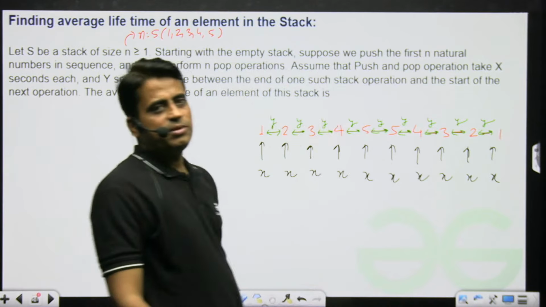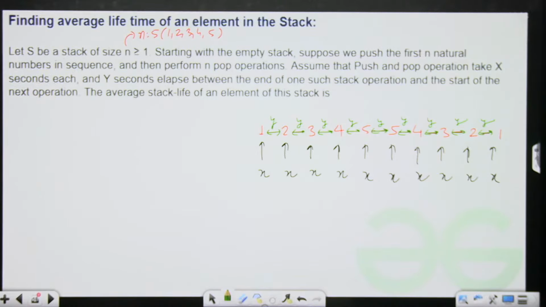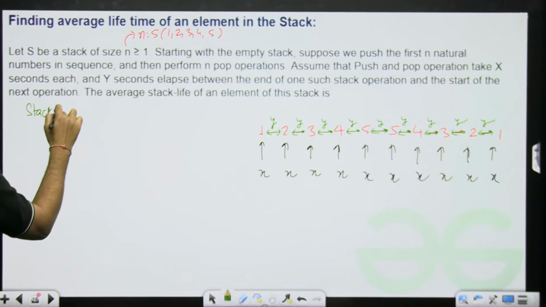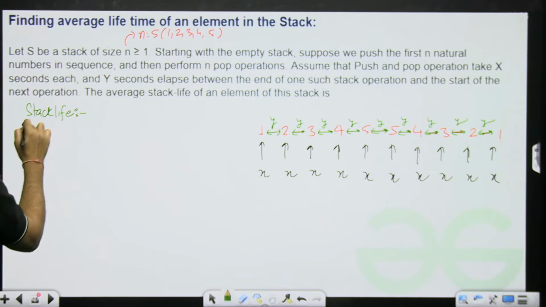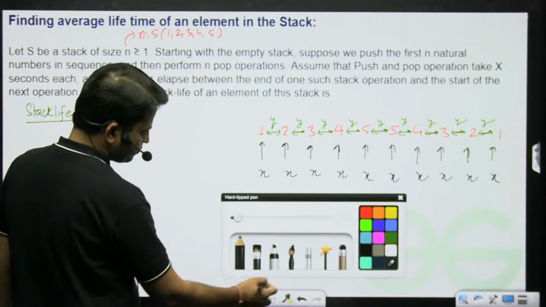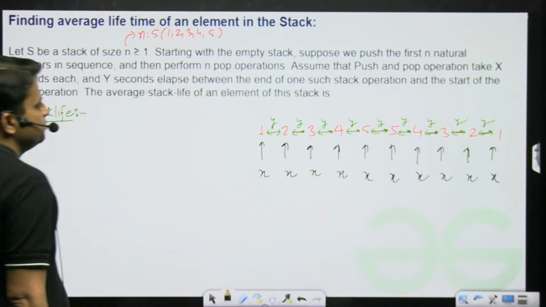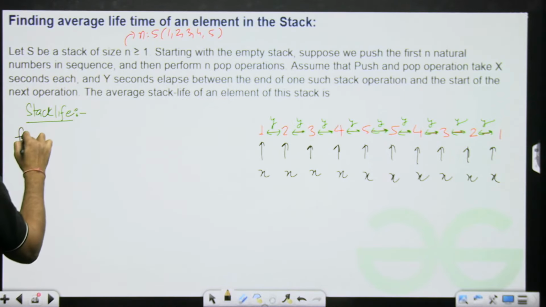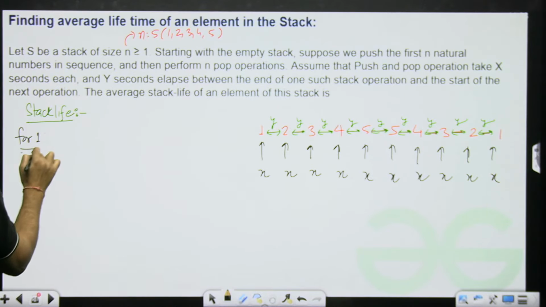So what is the average stack life of an element? You have to tell me, children. First, discuss stack life. What is the stack life for one student? Stack life for one. What is the stack life for one, children?